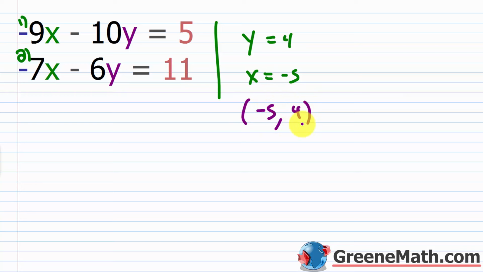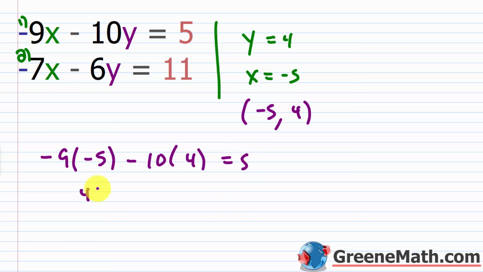And if you want to check this, plug a negative 5 in for each x, plug a 4 in for each y, verify you got the right answer. So negative 9 times negative 5 minus 10 times 4 equals 5. Is that true? Negative 9 times negative 5 is 45. Negative 10 times 4 is 40, so minus 40. And this equals 5. This is true. 45 minus 40 is 5.